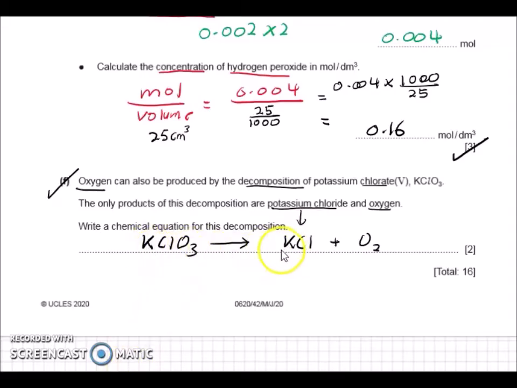K is the same, Cl is the same, now this oxygen. Here we make it 2, so we have 6 oxygen, and here we have 6 oxygen. For potassium, here is 1, so we make it 2. Now we check for chlorine, we have 2, and here we have 2. Yes, we have already balanced this equation. So you are getting another 2 marks. So total marks for question number 4 is 16. I hope you can understand this. Next we are going to question number 5.